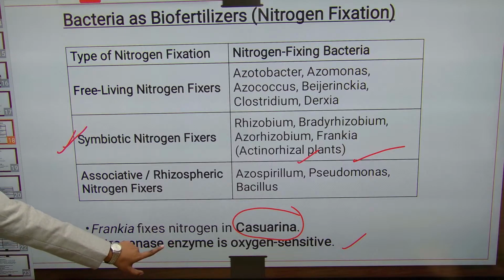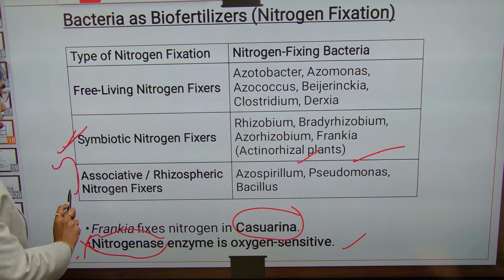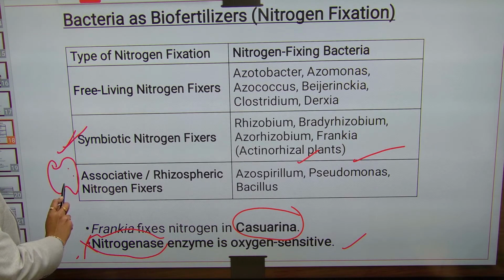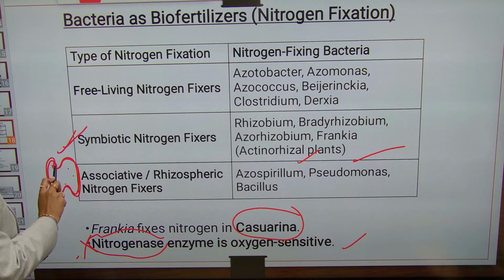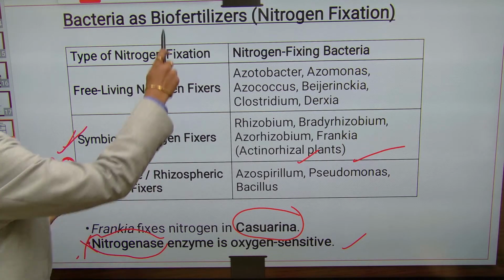In the absence of oxygen, nitrogenase will fix the nitrogen. That is why heterocysts are the cells which will fix the nitrogen. These heterocysts have thick and tough walls which are impervious to gaseous exchange, so that the nitrogenase present inside them will fix the nitrogen. Clear till here? Yeah.